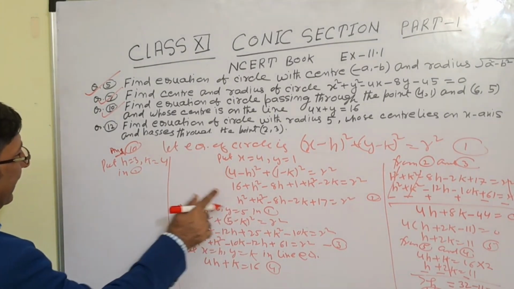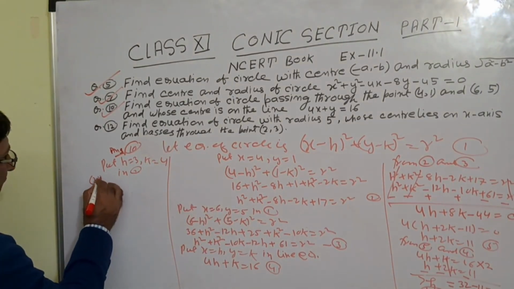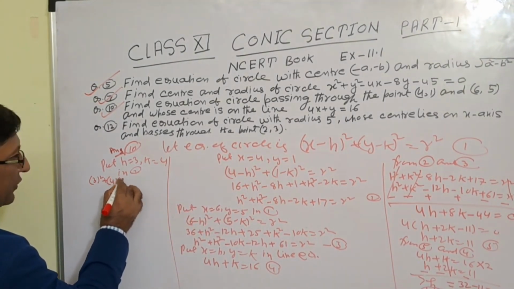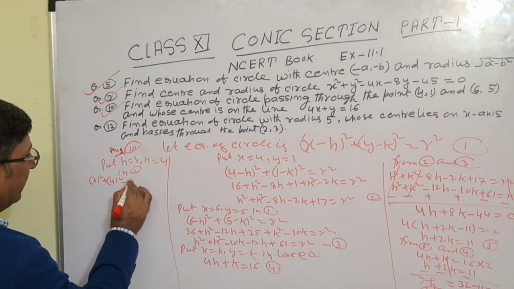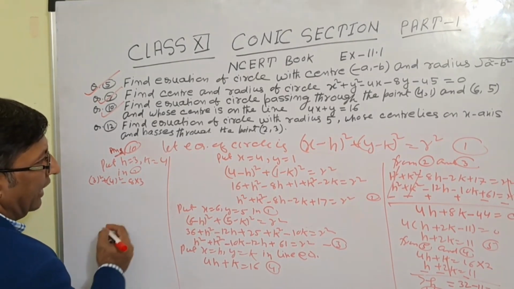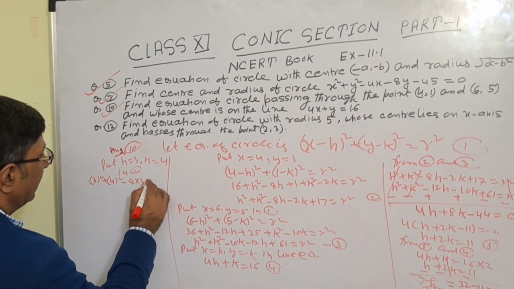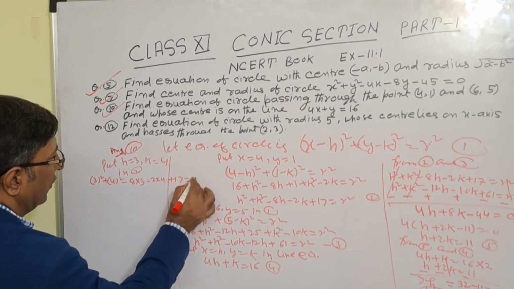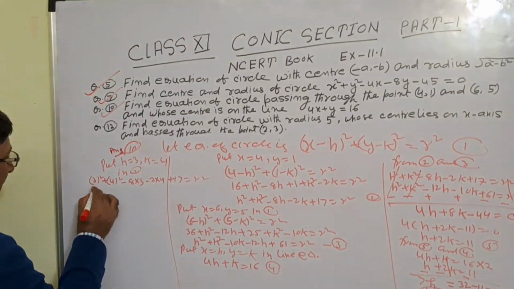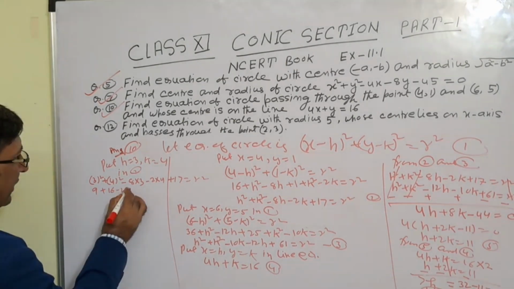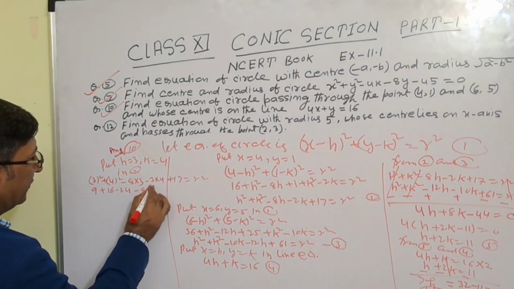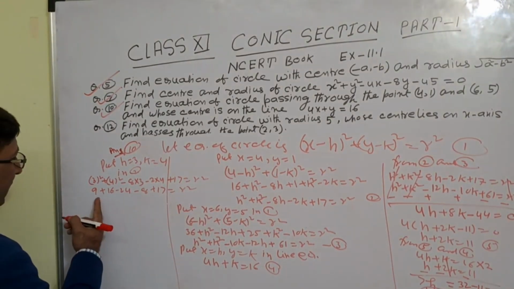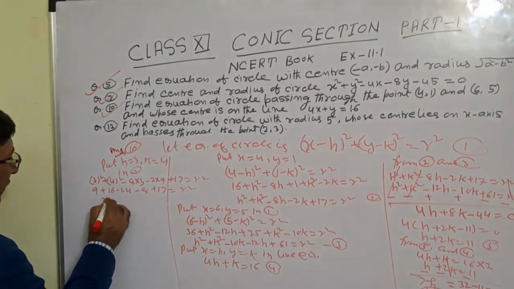So in this equation h square means what? That is 3 square. Again k square means what? That is 4 square. Minus 8h. So this is minus 8 into 3. And minus 2k. So this is minus 2 into 4. Plus 17. This equal to r square. So this is 9 plus 16 minus 24 minus 8 plus 17 equal to r square. So this is 9 plus 16, that is 25.